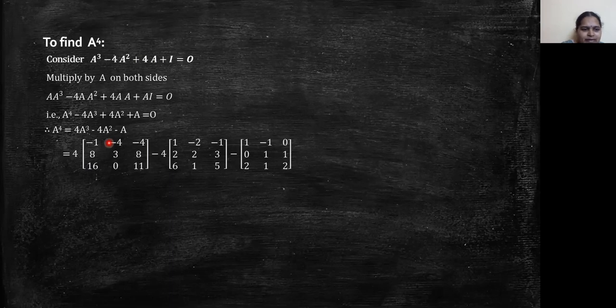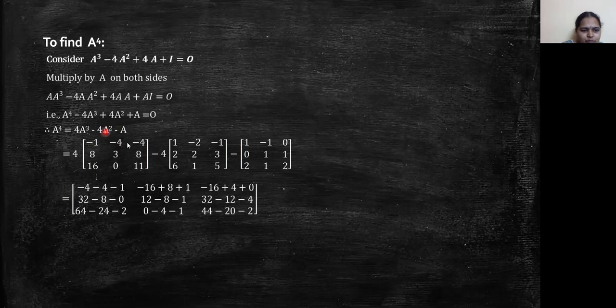Substitute here, and then if we simplify all these, then we get this is minus 4 and this is also minus 4, this is minus 1. Like that, this is minus 16, this is plus 8 and that is plus 1. Like that, minus 16 plus 4 and 0. Like that we have to write for all the other 6 elements also. Then we get A power 4 like this. So this is a way of finding A inverse, A power 4 and verification of Cayley-Hamilton theorem.